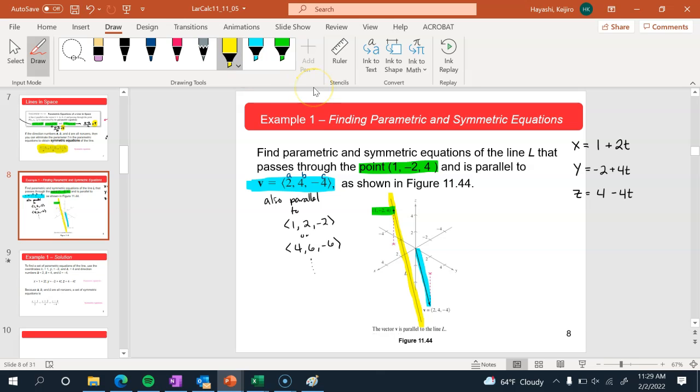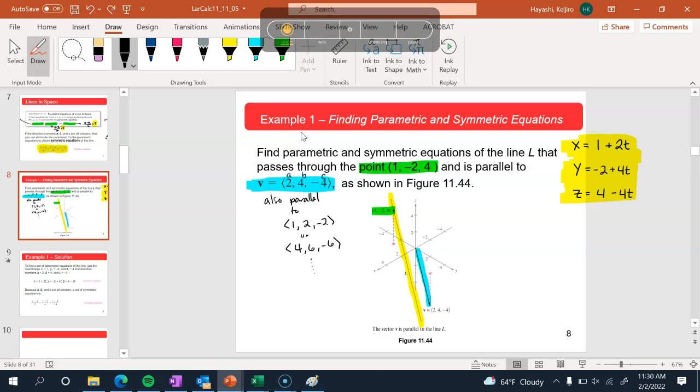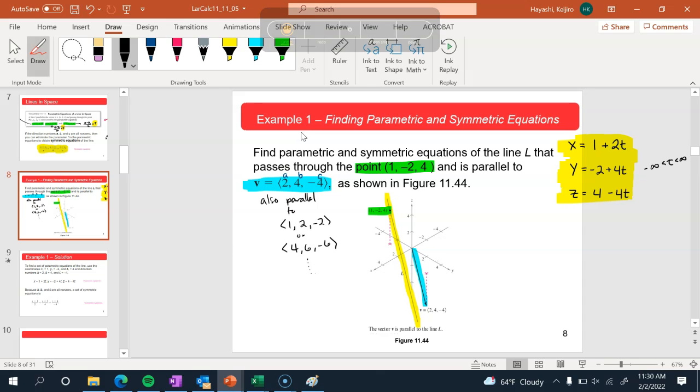So these three equations together describe the line. As far as I can tell this line extends forever, so wait, how do we write this? X is less. Okay, yeah. T goes from negative infinity to infinity.